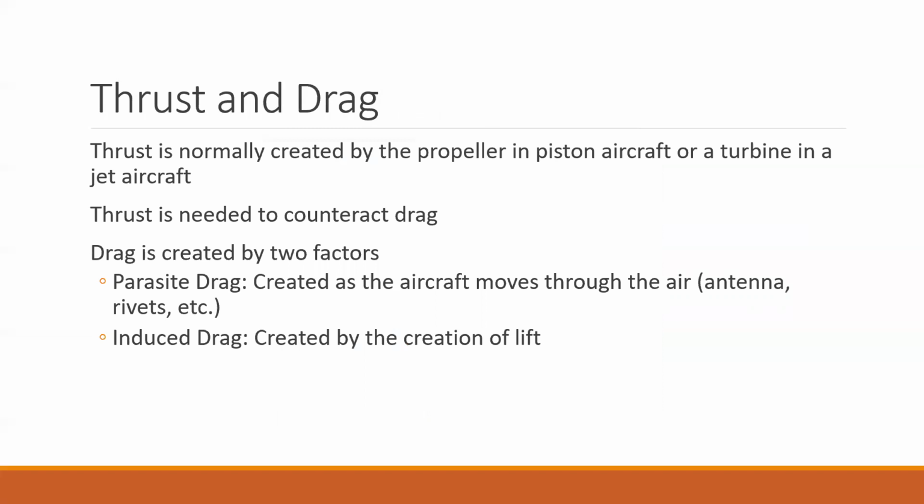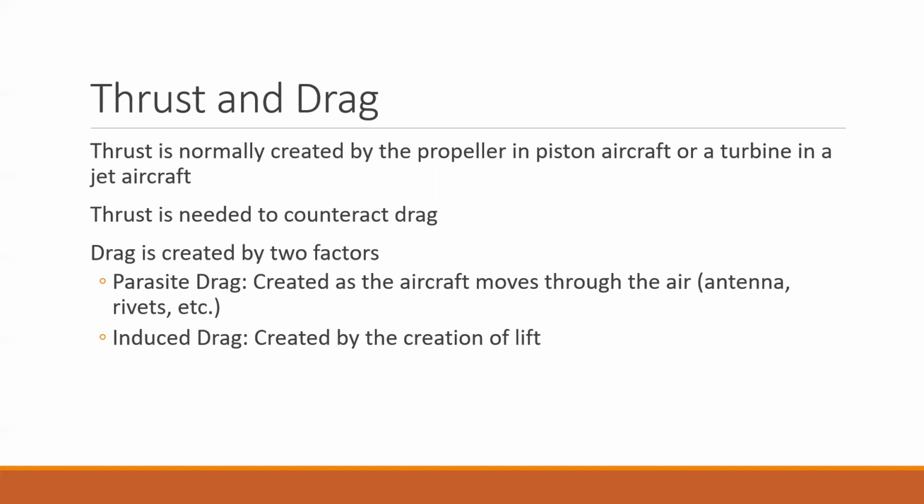So thrust and drag. Thrust is created by either the propeller or a turbine on a jet engine aircraft, and it's what counteracts the drag force. So whether the aircraft has a forward-facing propeller or a backward-facing propeller, or it has a turbine, it creates thrust in some way to push the aircraft forward or pull it forward through the air, and counteract the drag that's created.